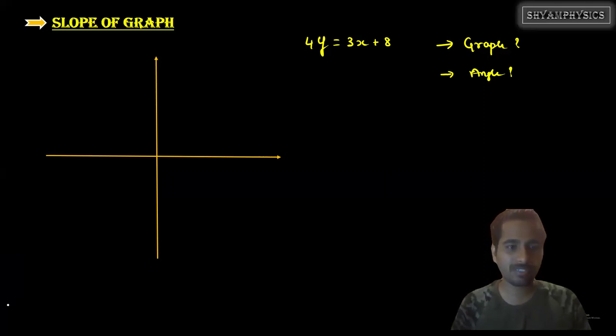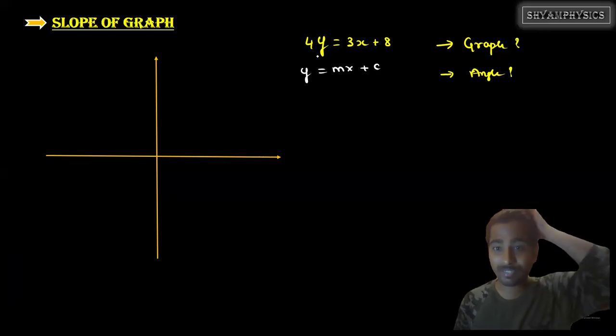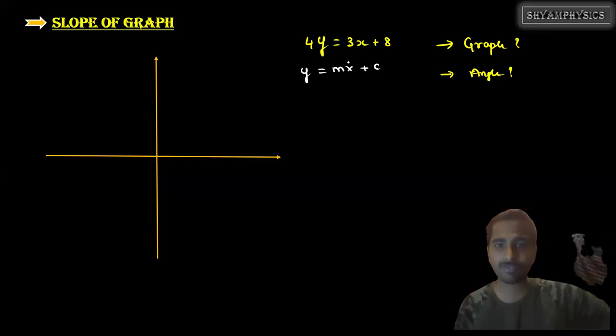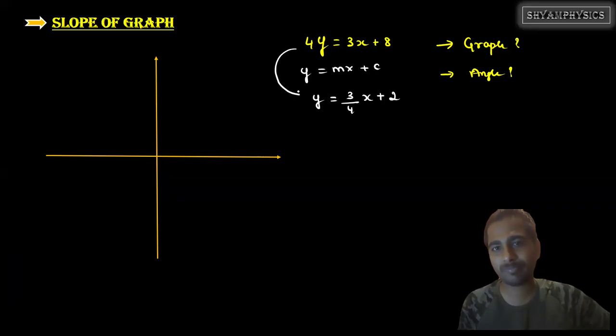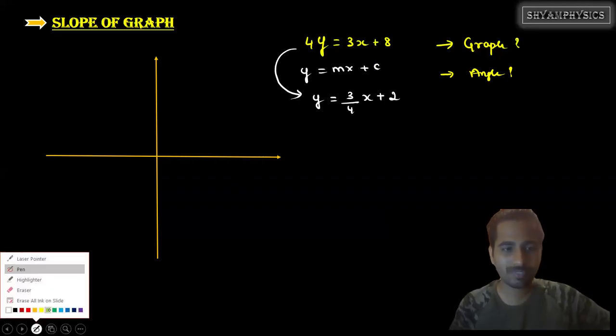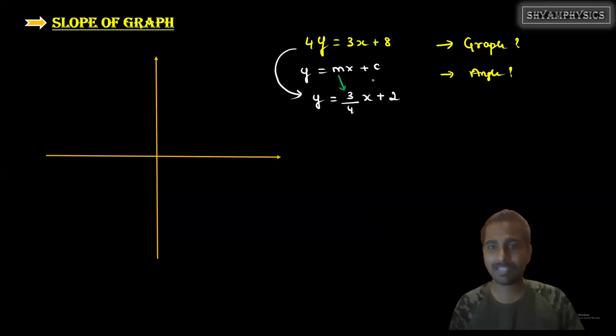Sir, we know the straight line equation is y equals mx plus c. But this is in the format of 4y. We'll do one thing: divide this equation by 4. So we get y is equal to 3 by 4 x plus 8 by 4, which is nothing but 2. This is the line which is being made here. Now check once whether the slope is positive or negative. The slope is positive, and the intercept is also positive.